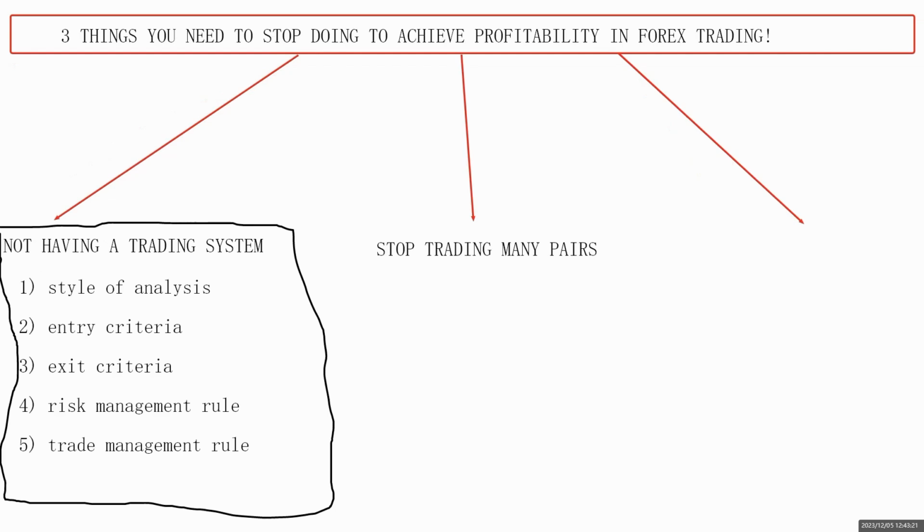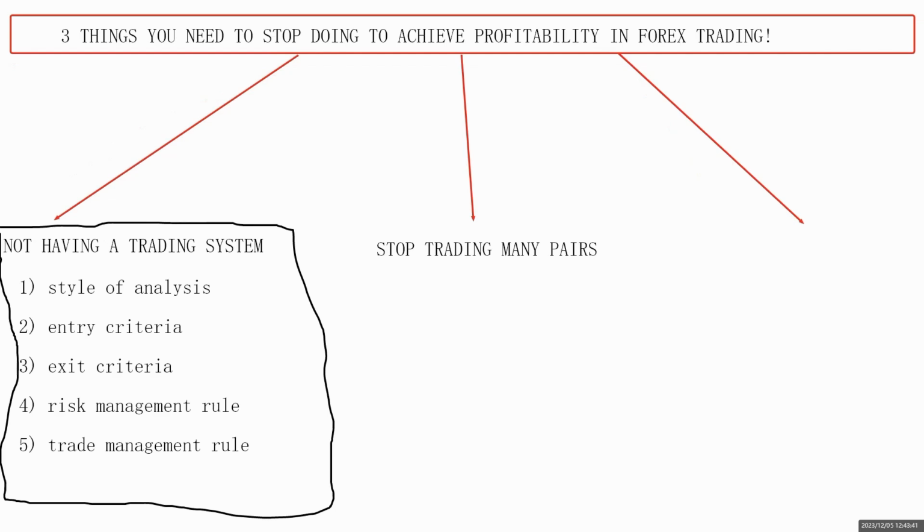Focus on just one pair or two pairs. They are enough to get you extremely rich in Forex trading. And I can tell you for a fact, because I trade only the GBP JPY, and I've been able to churn out very, very high numbers from the market week in, week out.